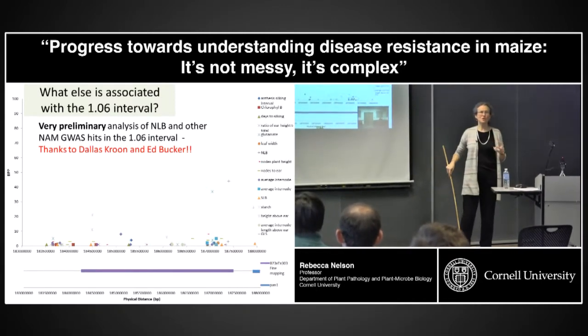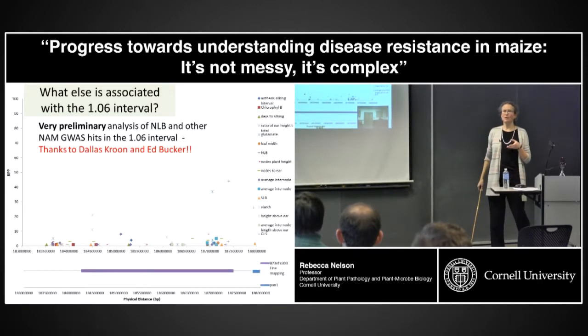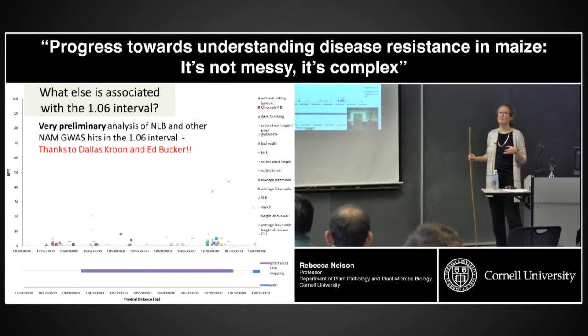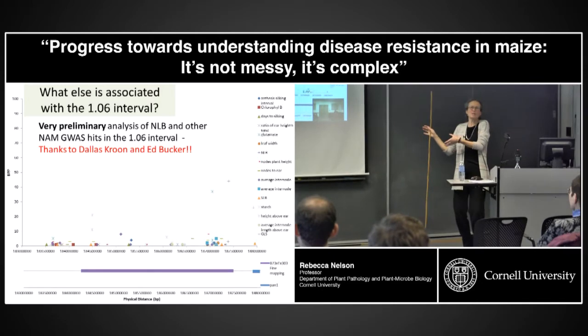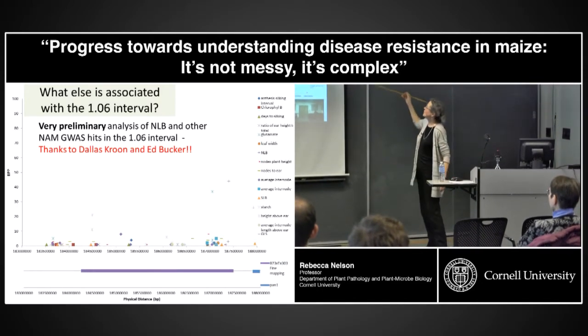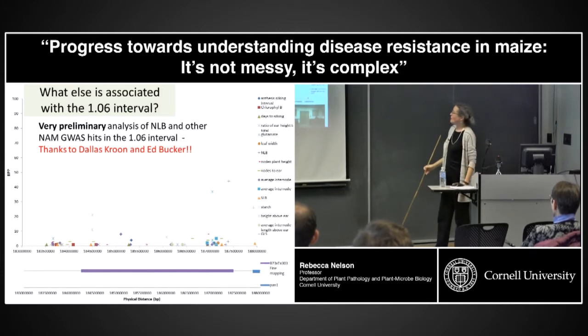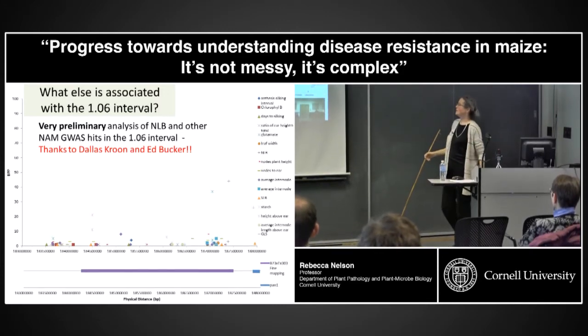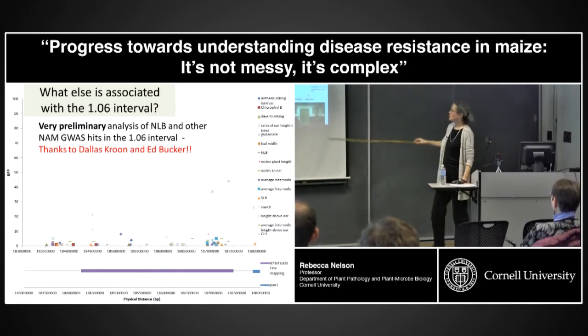So further to this issue of pleiotropy, I'm concerned about it because I don't want to innocently recommend, we've got this great resistance locus, and it has some horrible effect on yield or whatever. And in fact, there are a lot of other traits where there's some phenotypic value that's associated with this region.